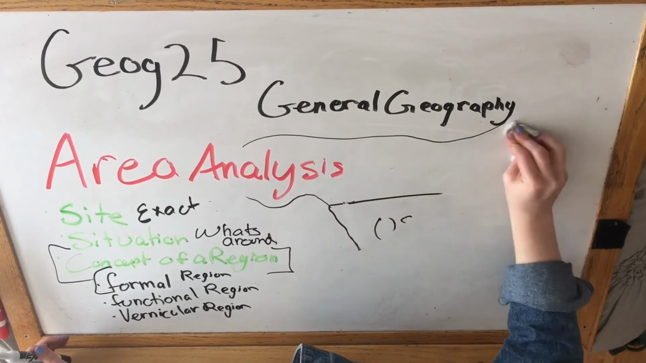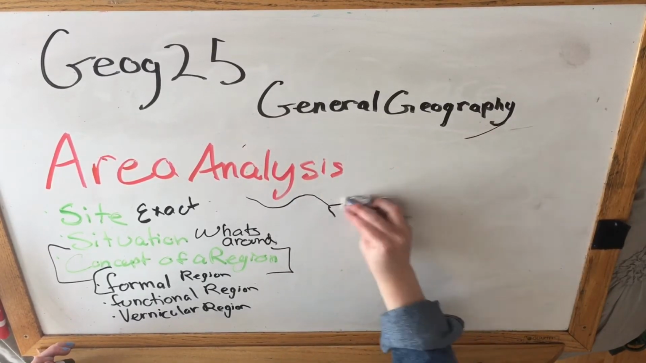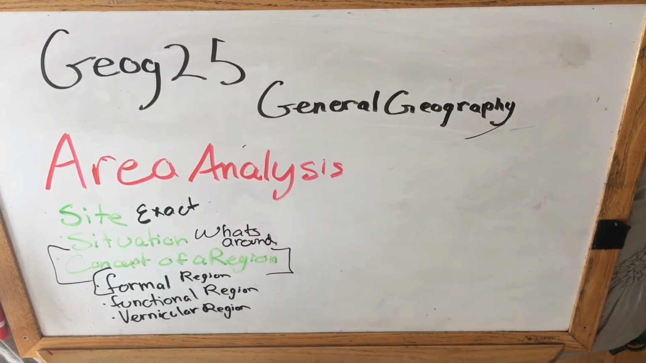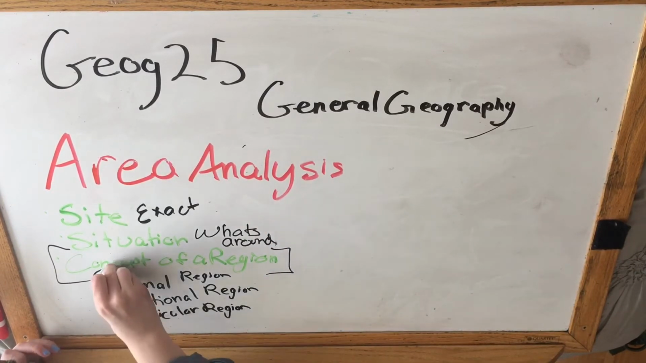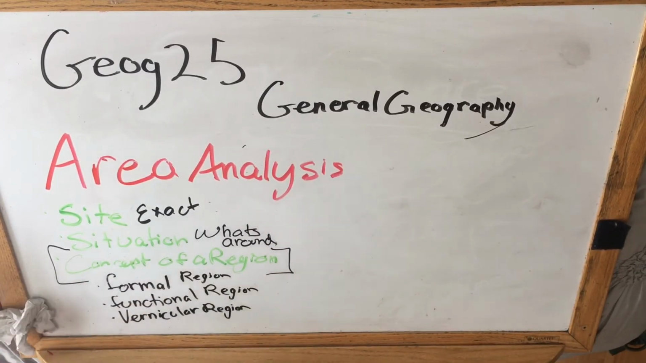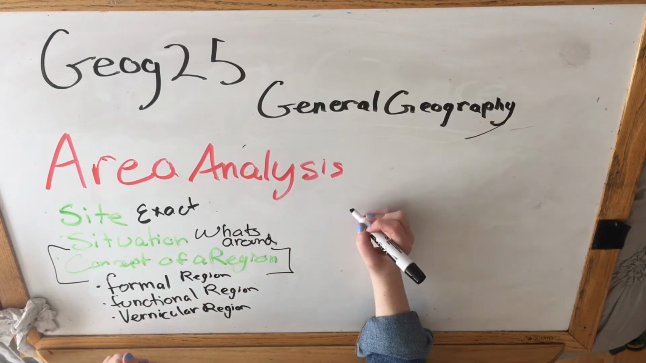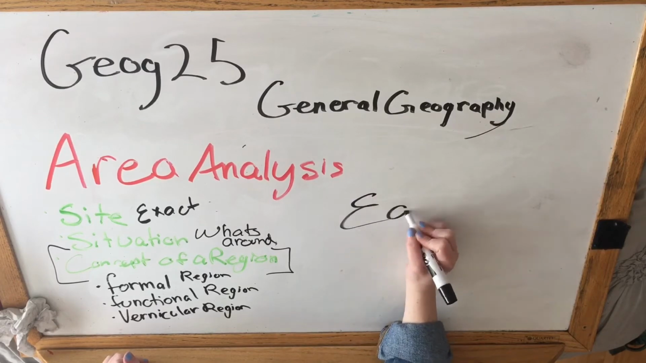Next, we're going to talk about a vernacular region. A vernacular region is more like a sense of place. It is not bound down by any formal boundaries. An example of a vernacular region could be Eastern Washington.